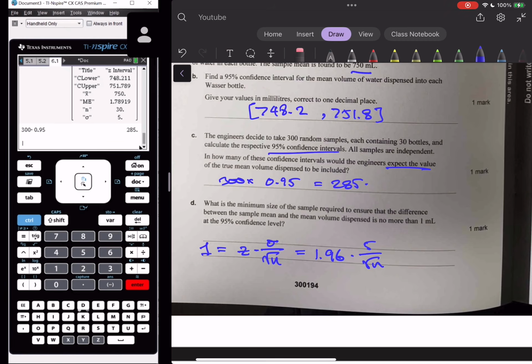So this implies that n is equal to, let's solve this in the calculator. So solve, we have 1 equals 1.96 times 5 divided by the square root of n, comma n. So we have 96.04. Now should we round up or down? Well, if we round down, we're reducing the sample size, so we're increasing the error. So that's no good, because we want it to be no more than 1 milliliter, so we better round up. So it's n equals 97.